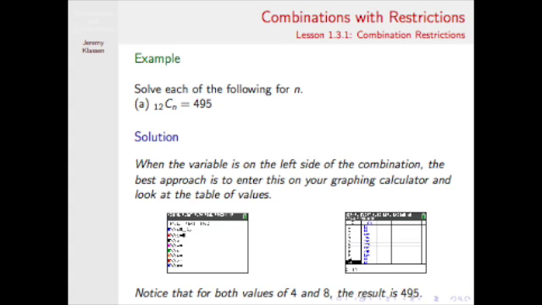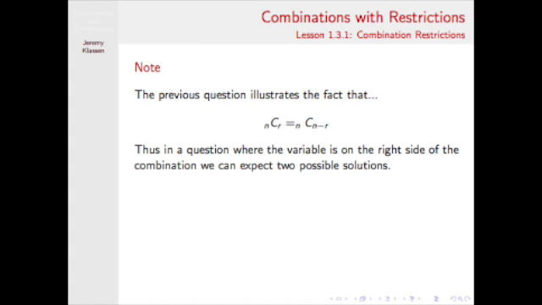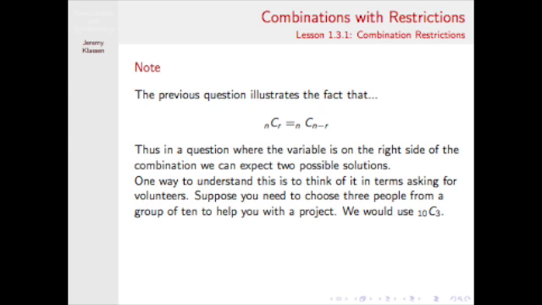And it's crucially important to notice that for both values x equals 4 and x equals 8, the result is 495. There are 2 solutions to this problem. And so this question illustrates the fact that nCr is equivalent to nC(n minus r). Thus, in a question where the variable is on the right-hand side of the combination, you can expect to get 2 possible solutions.